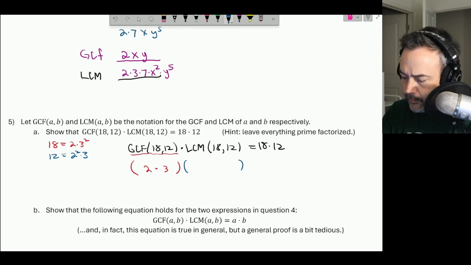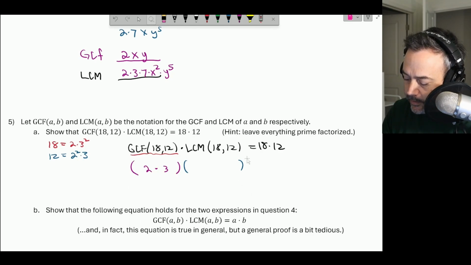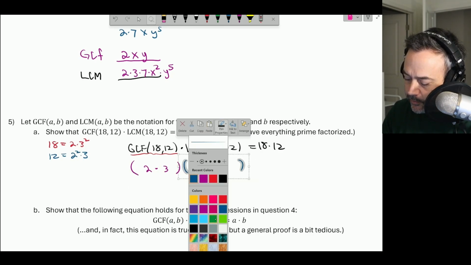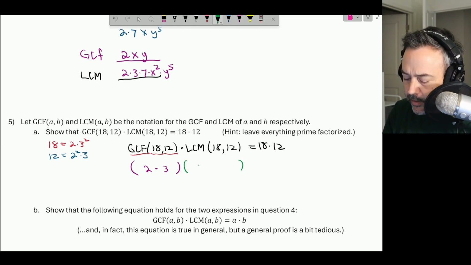You know what? Let me change that coloring. Let me make the GCF purple, and let's make the LCM green. Okay, awesome. What's the LCM? It is 2 squared times 3 squared.